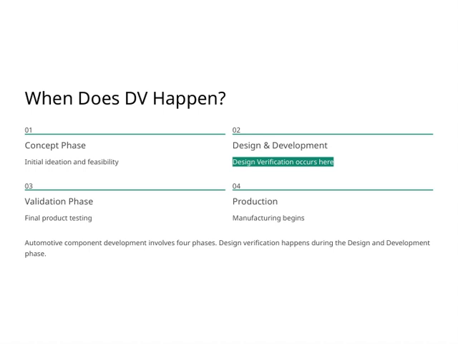Then comes the validation phase, which is focused on final product testing to ensure everything functions as intended in real-world conditions. Finally, we reach the production phase, where manufacturing begins and the actual components are produced at scale. It's important to remember that automotive component development is a multi-phase process, and design verification is a crucial step that happens specifically during the design and development phase. This ensures that the product is on the right track early on, reducing risks down the line and aligning with our overall goal of delivering safe, reliable automotive components.